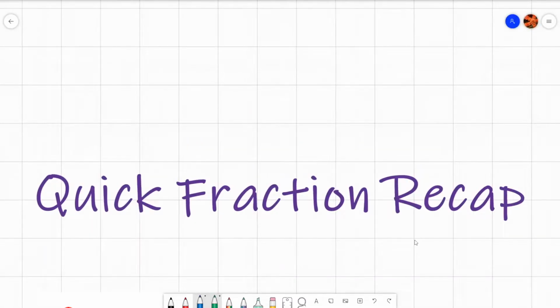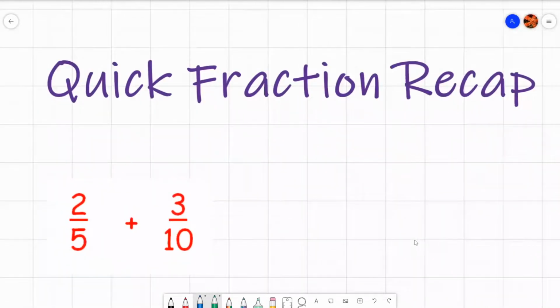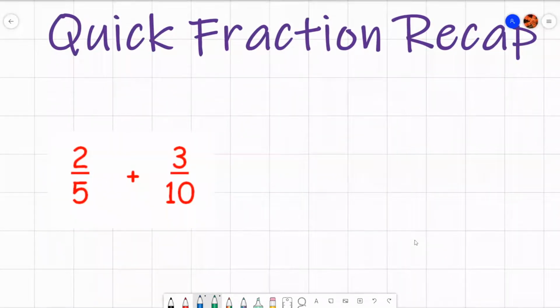Quick fraction recap. Let's have a look at how to add, subtract, multiply, and divide fractions. First example here is 2/5 plus 3/10. To add fractions together, you need to make sure that they have the same denominator. The number at the top is the numerator, the number at the bottom is the denominator.